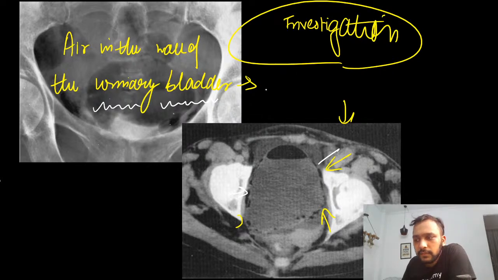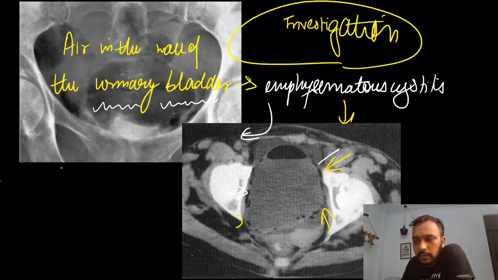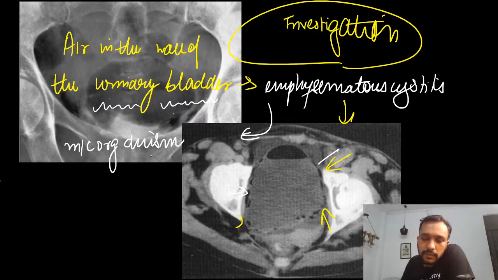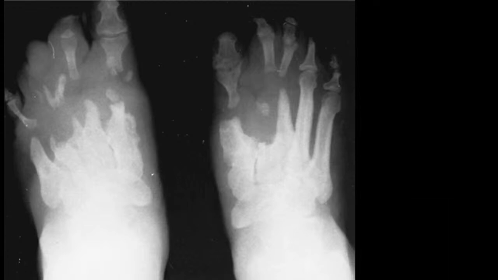So, guys, this is a case of emphysematous cystitis. Okay, and what is the most common organism responsible for emphysematous cystitis? It is your Escherichia coli. Escherichia coli. Right? Right. So moving on to the next image.